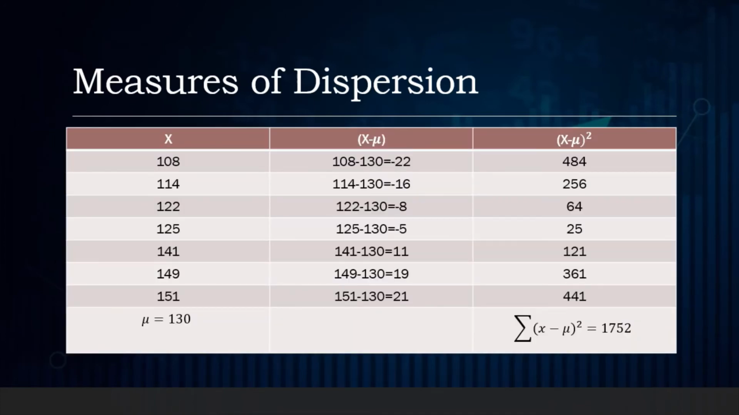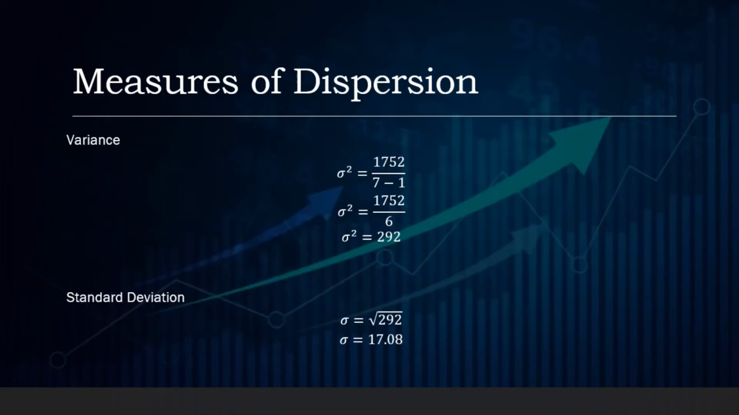Paano kaya natin makukuha ang variance and standard deviation nito? Variance. Variance equals 1752 divided by 7 minus 1. Variance equals 1752 divided by 6 equals 292. Standard deviation. Standard deviation equals the square root of 292 equals 17.08.